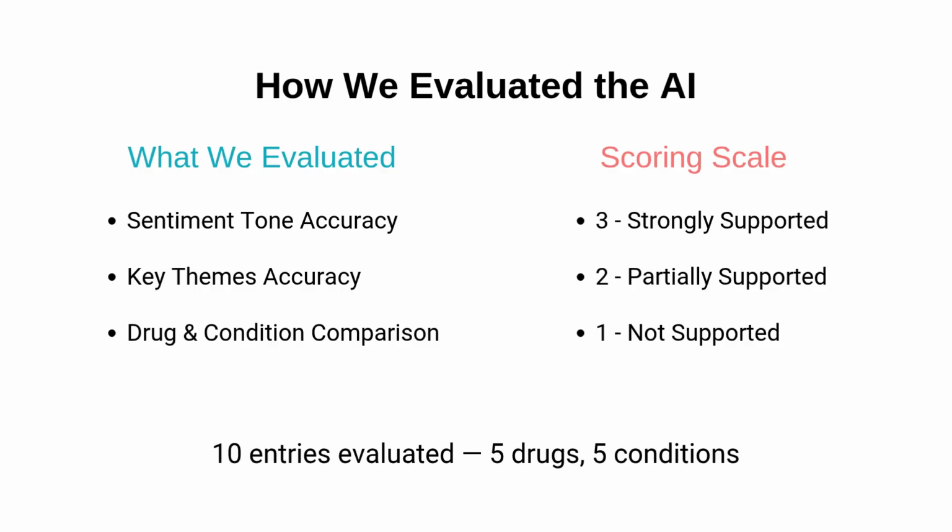The scoring scale was simple. A 3 means the AI's output was strong, supported by the actual data. A 2 means it was partially supported, and a 1 means it wasn't supported at all.